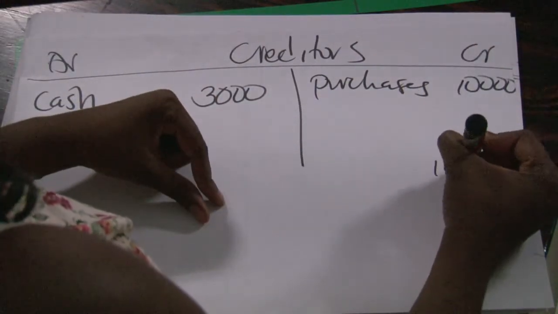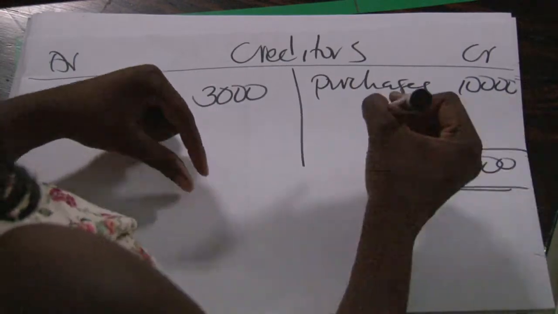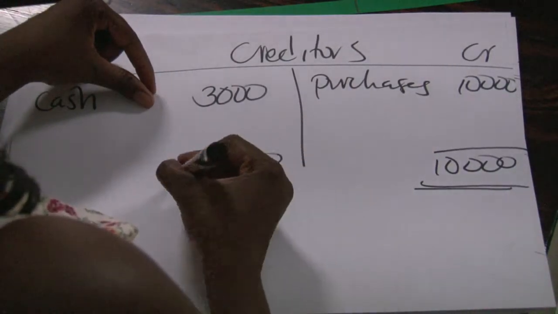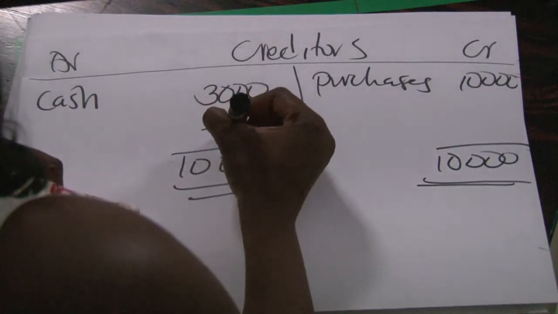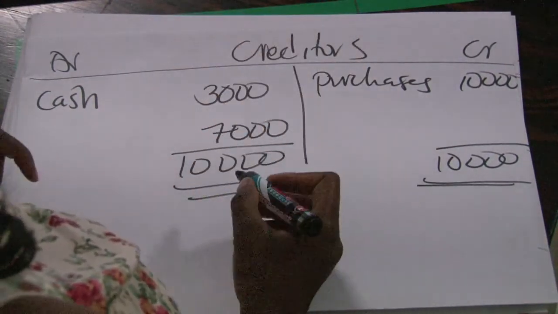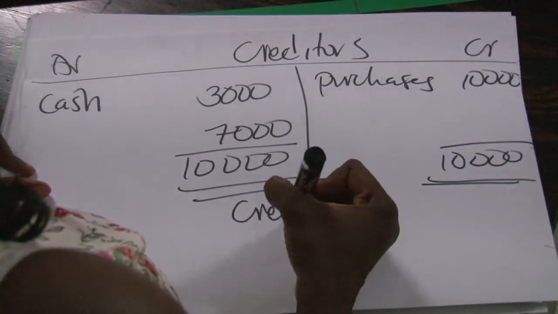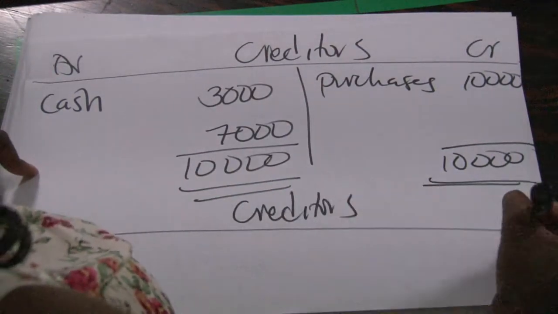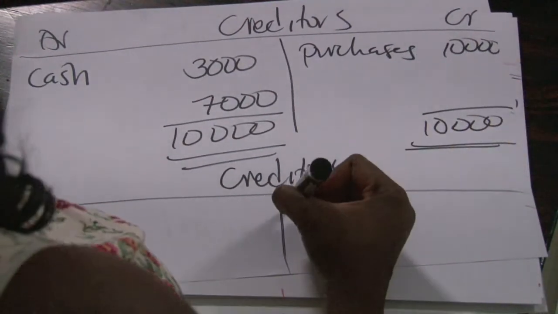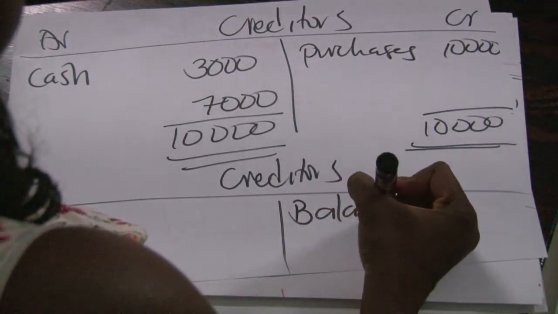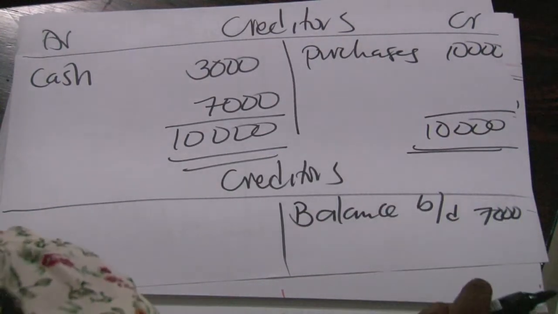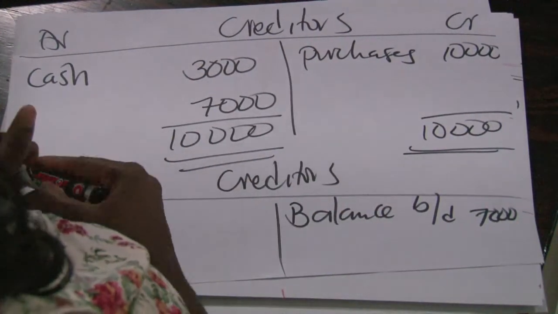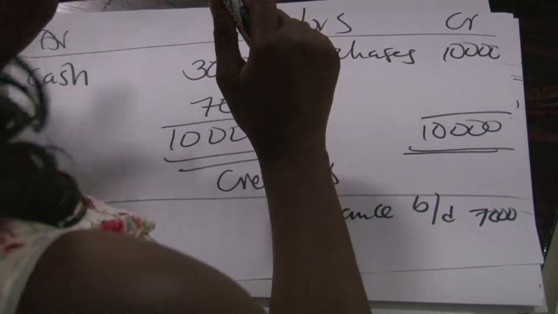So at the end of the day, when we are going to see the balance, we say 10,000, 10,000 here. And then what is the difference between the two? This is going to be 7,000. This 7,000 we are going to start off with at the beginning of the next month, where we say balance BD 7,000, and we continue. Okay, so that is the creditors control account.